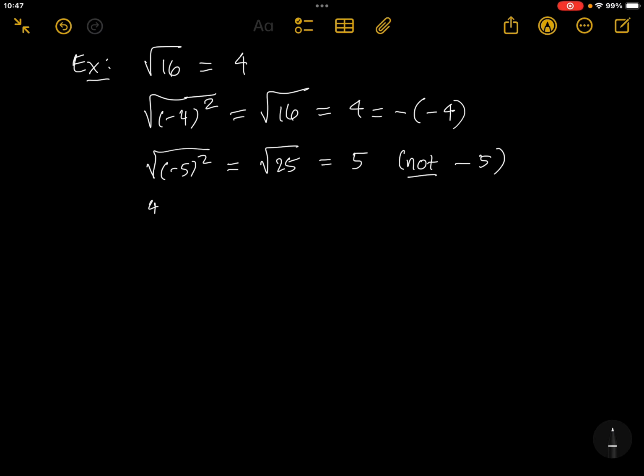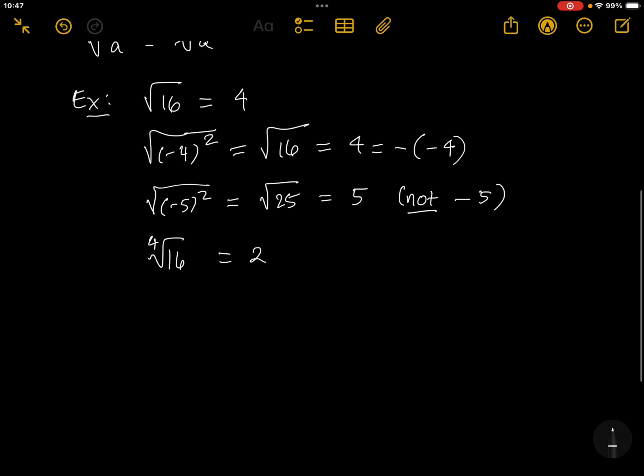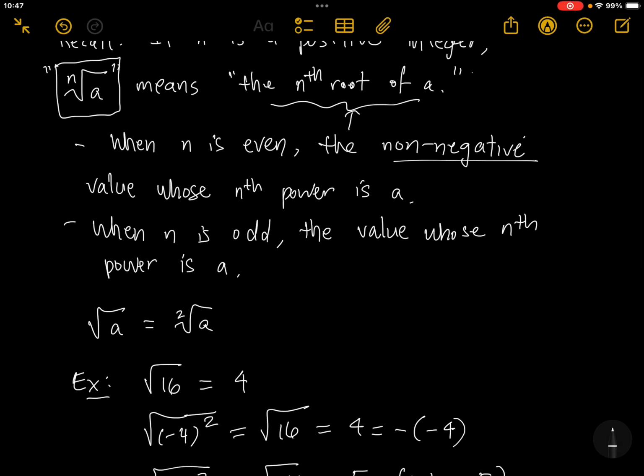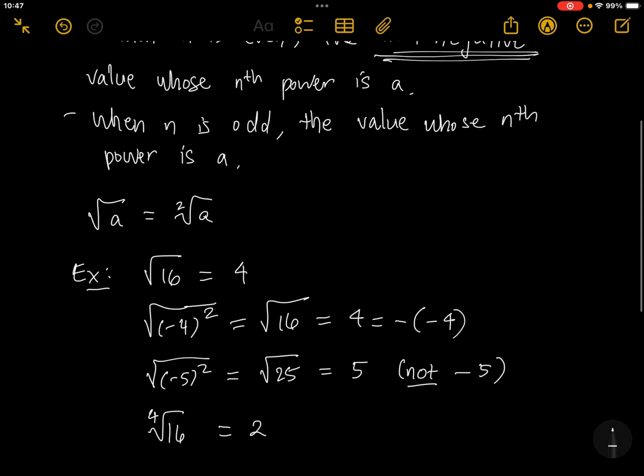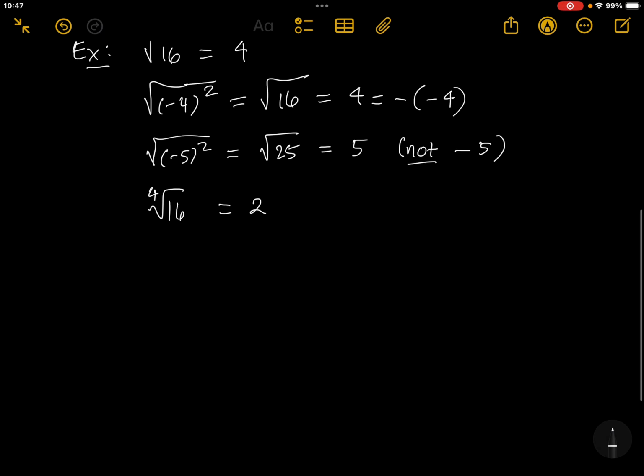What about the fourth root of 16? That is equal to 2 because we are looking for the non-negative value whose fourth power is 16, and that's 2, not 2 or negative 2. So you might think that it's 2 or negative 2. Now it's true that negative 2 raised to the fourth power is 16. But when we say the fourth root of 16, we mean the non-negative one. So that's why the answer is just 2.